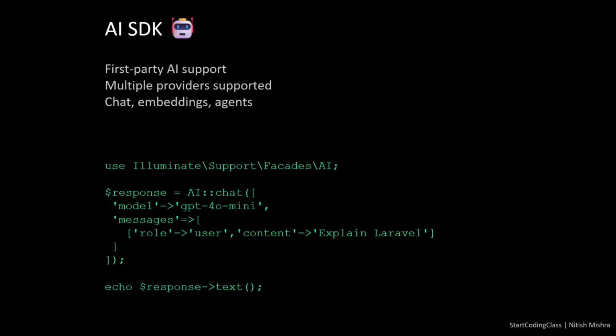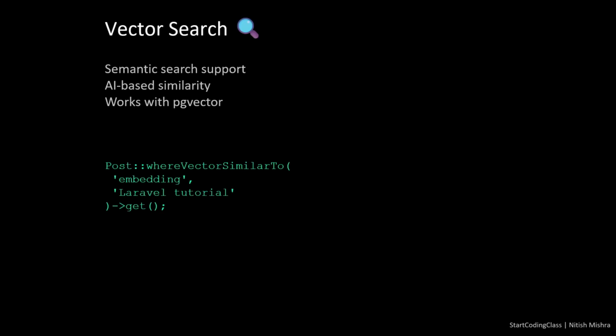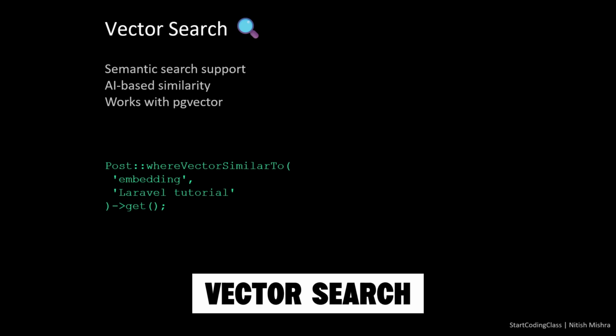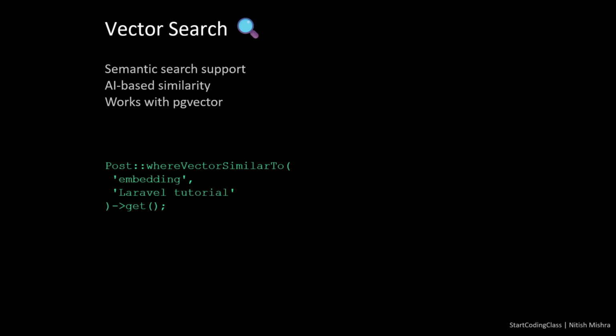So now imagine combining AI with your database. Instead of searching by keywords, the user can search by meaning, and that's exactly what Laravel enables with vector search. Laravel 13 introduced native vector similarity search in the query builder. You can see Post is just like an Eloquent model, and whereVectorSimilarTo is the semantic search, embedding is the vector column name, and this is our query. You can see Laravel tutorial is our query. Get is used to execute this query. This allows smart search, recommendation systems, and chatbot memory.